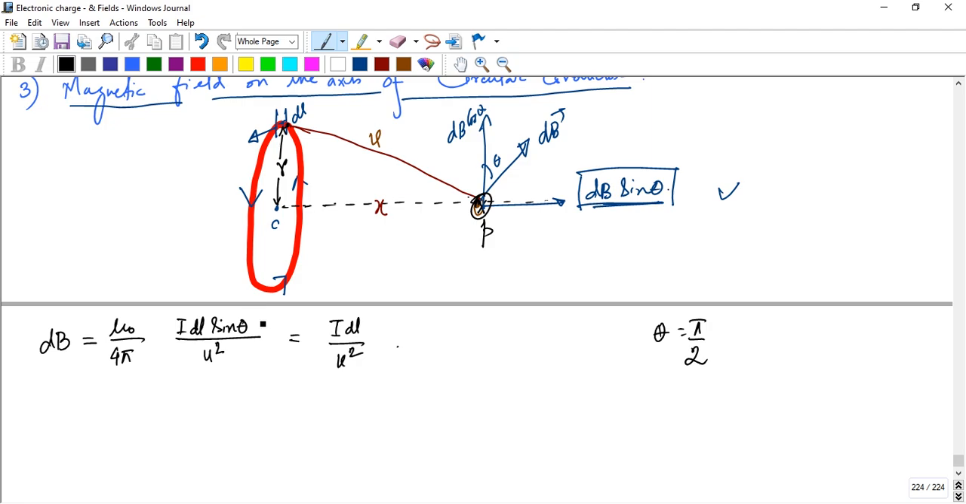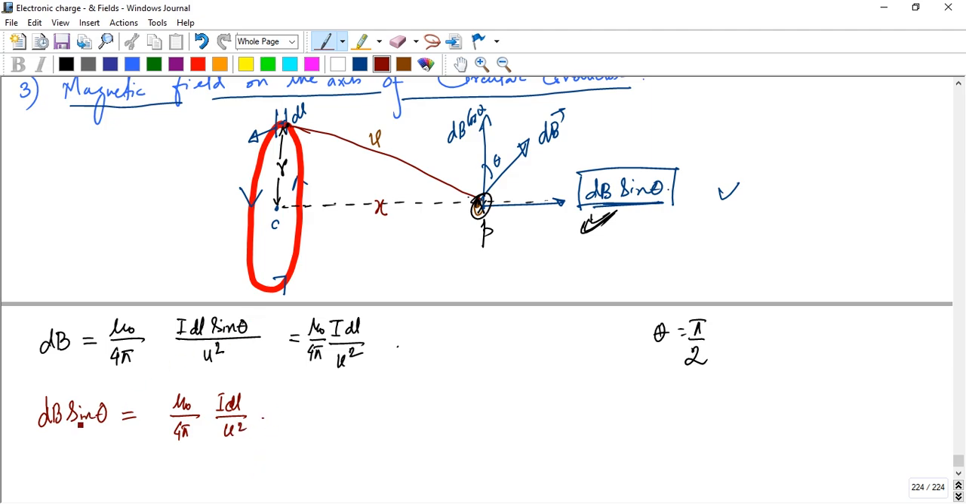Okay, here is mu 0 upon 4 pi. So from the axis of the circular conductor, we choose dB sin theta perpendicular to the axis of the circular conductor, and dB cos theta along it. So here we calculate dB sin theta. We get dB equal to mu 0 upon 4 pi I dl by u square.